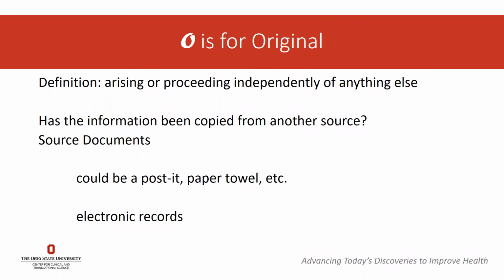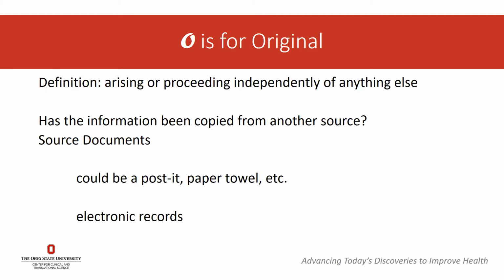So O is for original. This comes back a lot to a lot of our electronic records. So the definition is arising or proceeding independently of anything else. The physician who writes the patient note on a napkin, that napkin is your original source doc. Could be a Post-it.